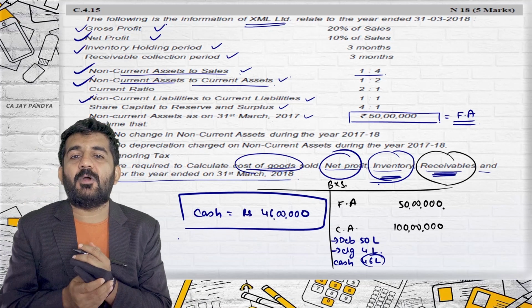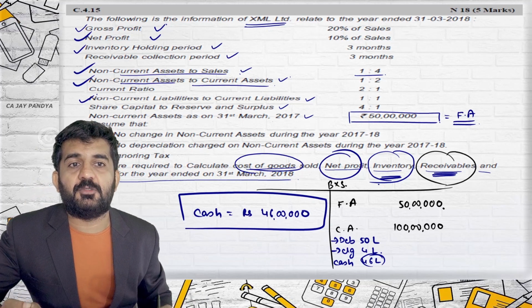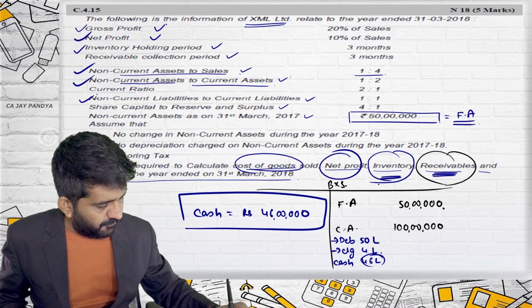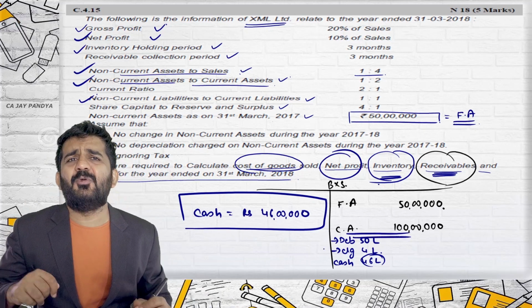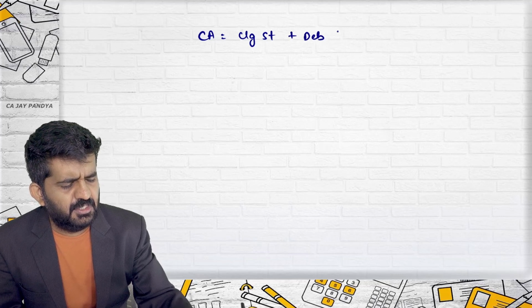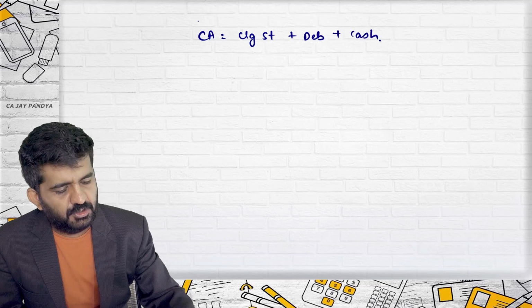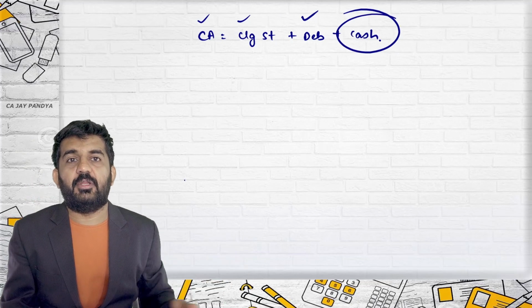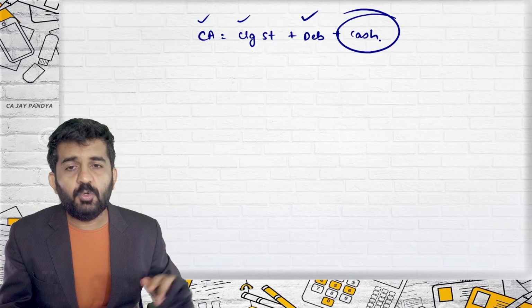Sir, why not complete the balance sheet? Because they have not asked for a balance sheet in this particular question. They want only the cash balance, which can be found out from this. Or you can write down this equation: current asset is equal to closing stock plus debtors plus cash. This is available, this is available, this is available. You can find out cash, and you don't even need to draw a balance sheet to understand the concept.